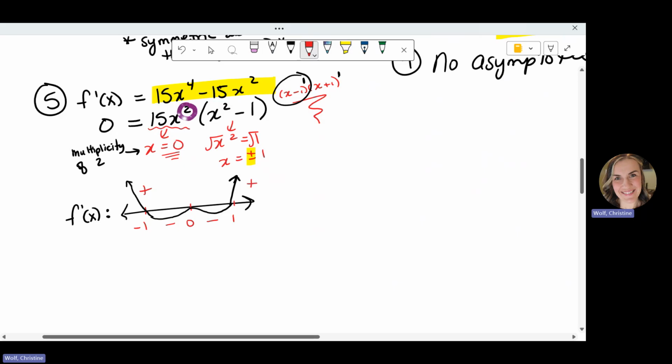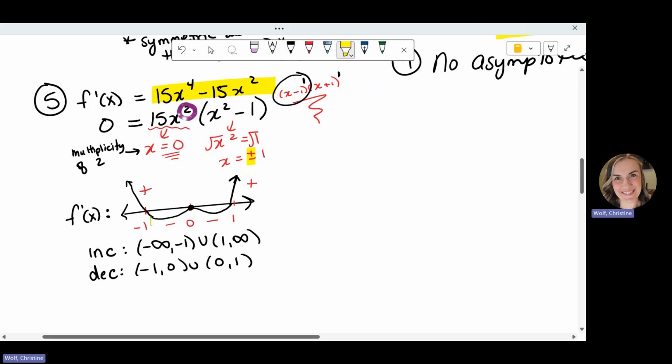So once we have that down, we can figure out our intervals of increase and decrease. So my intervals where I'm increasing is wherever I'm positive. So I am positive from -infinity to -1 with a union. And then I'm also positive from 1 to infinity. And decreasing, I am decreasing from -1 to 0, union 0 to 1. You don't just say -1 to 1.